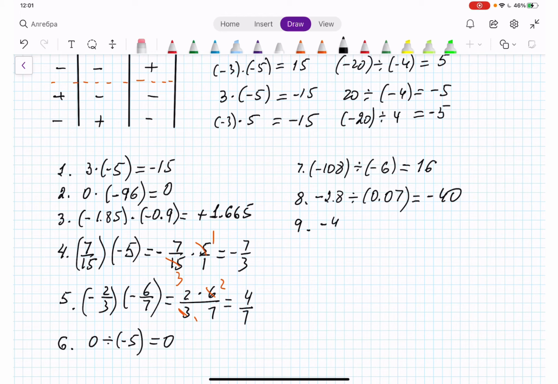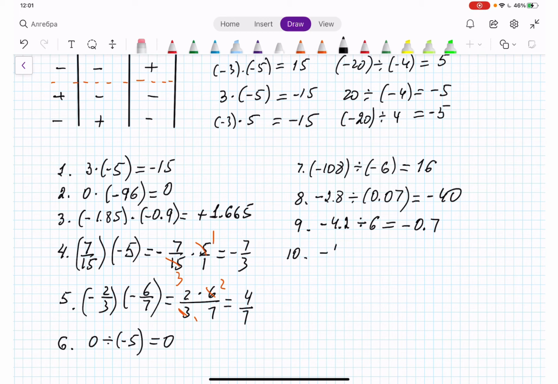Negative 4.2 divided by 6. It's going to be negative, right? Negative by positive, it's going to be negative. Now 4 divided by 6, it's going to be 0. Whole at the decimal notation there. 42 divided by 6 is 7. So negative 0.7. Okay, question number 10.